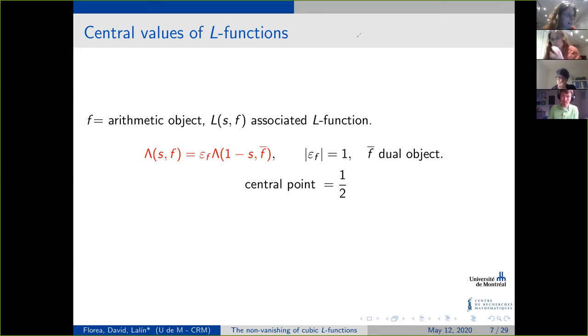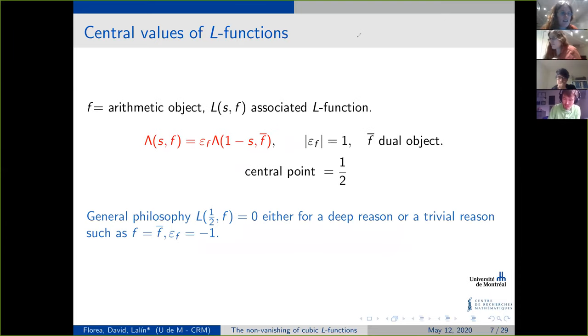And there is a central point that comes naturally from this functional equation. In our case, we are only going to talk about Dirichlet functions, so it's 1/2. And then the question is, what happens? What's the value at this central point? This is the general philosophy that the value of the central point is zero, either for a deep arithmetic reason or for a trivial reason. Okay, but not in between, whatever that means.